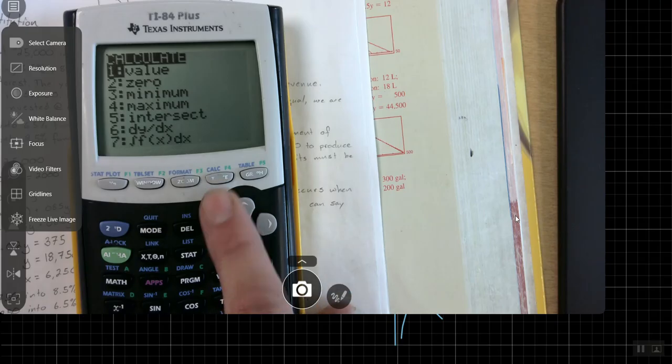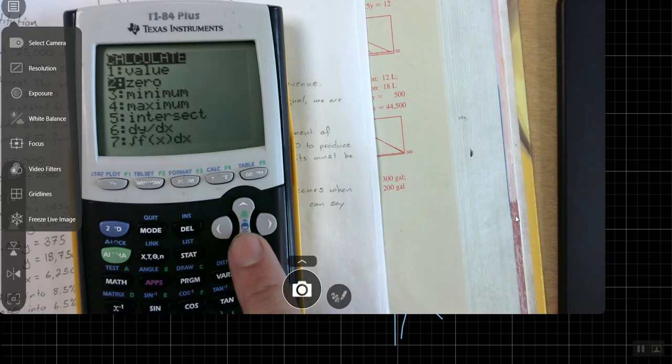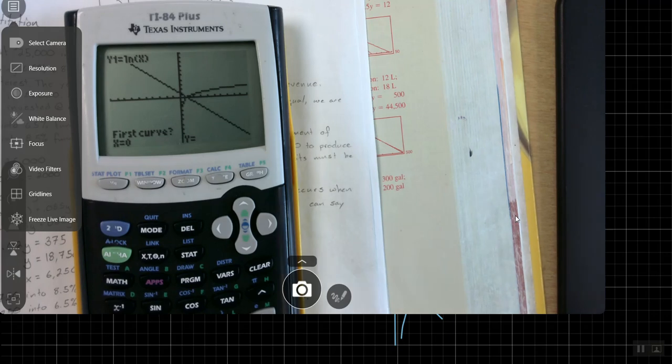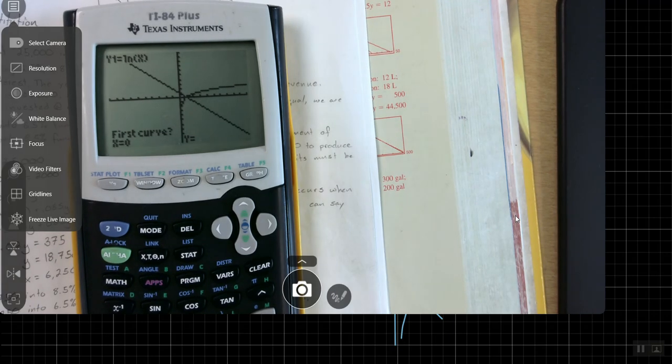What do you think we're looking for? Are we looking for the value of a function? Are we looking for the zeros of a function? Are we looking for the minimum, the maximum, the intersect? We're looking for the intersect. If I don't want to scroll down to 5, what's my other option? I just press 5. Okay. Everybody should have this on your screen. It goes back. Do we all have this on our screen? Is your calculator right now asking you first curve?